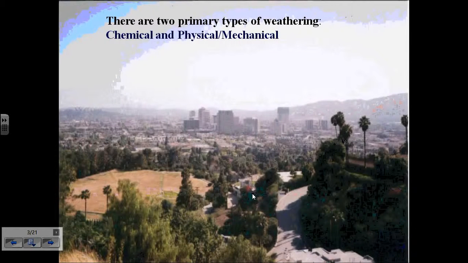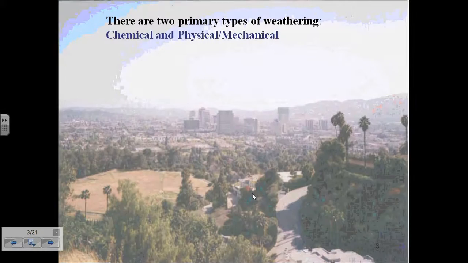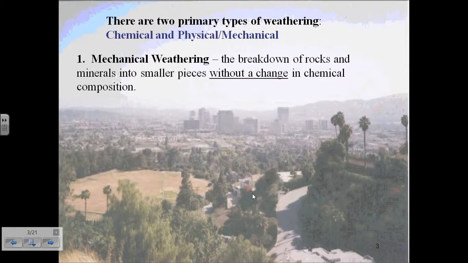Now, there are two primary types of weathering. Those two types are chemical and physical, or if you want to call it mechanical weathering. Now, mechanical weathering refers to the breakdown of rocks and minerals into smaller pieces without a change in chemical composition. These rocks maintain the same consistency and they look the same, but they're just broken down by some type of physical force. So when you think of mechanical weathering, you want to think of physical force.